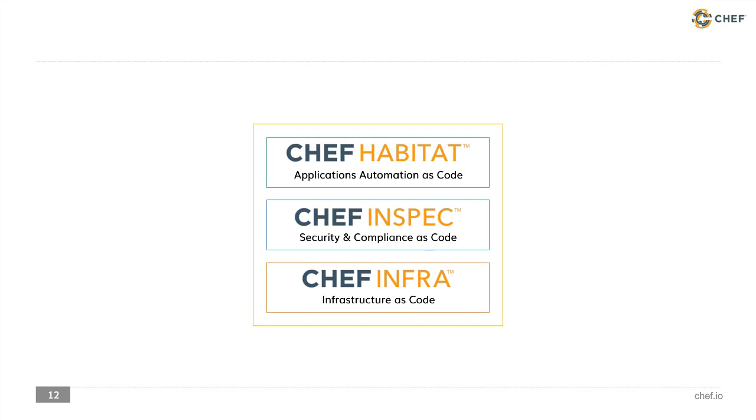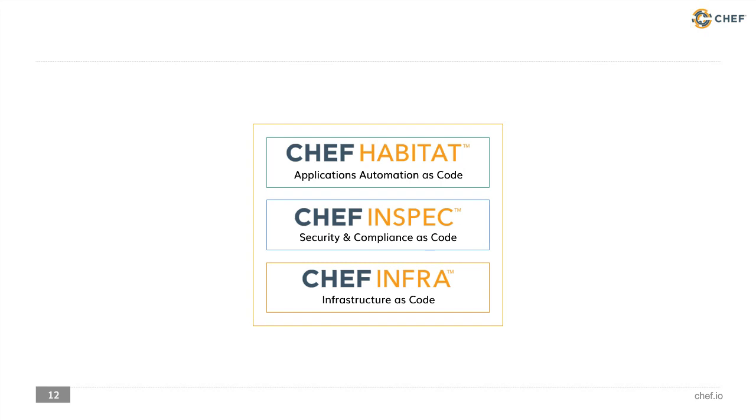Chef InSpec is our compliance product, so that's security and compliance as code, basically saying, for example, I want my servers to be compliant with the CIS level 2 benchmarks. I need something that actually tells me if that's the case, so that's where Chef InSpec sits. And finally, we have Chef Habitat, which is application automation as code.